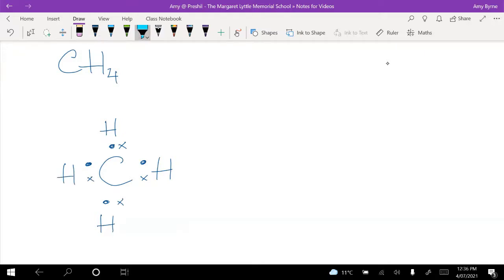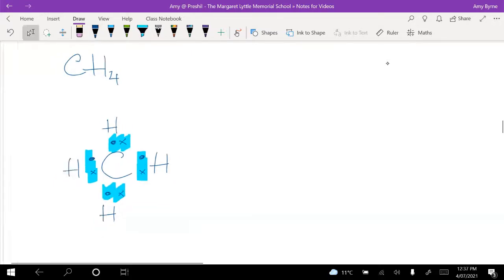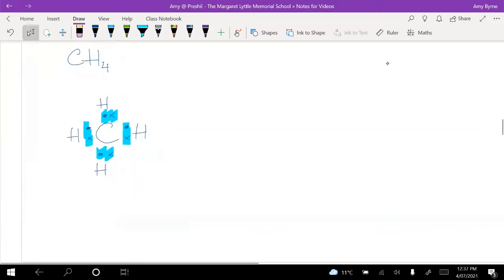So I am showing that these 2 electrons are being shared, these 2 electrons are being shared, these 2 and these 2. I can show that exactly how I've drawn it, or I can show it with lines, where each line represents that pair of shared electrons.